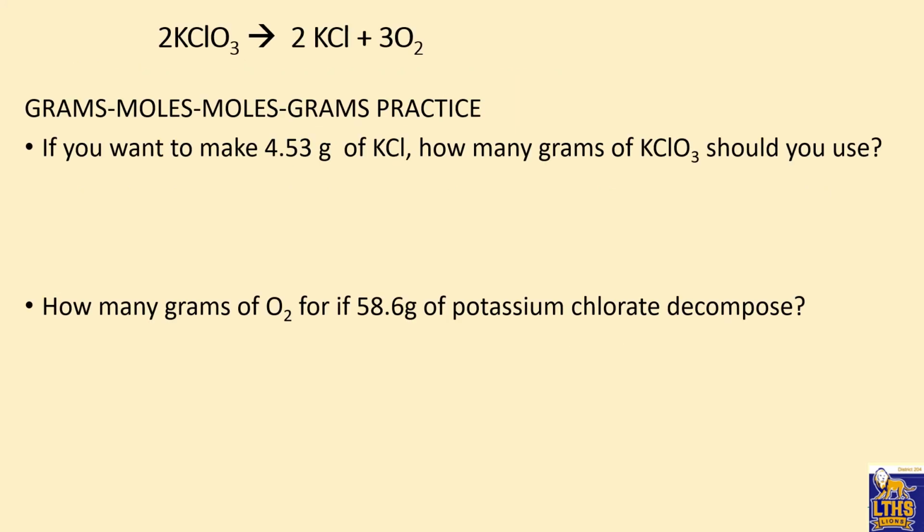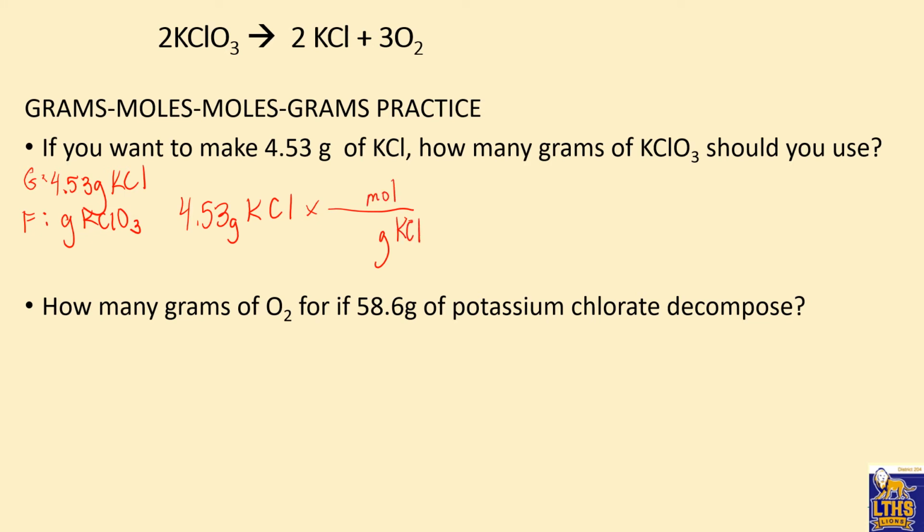Okay, next, grams to moles, moles to grams practice. This time we're given 4.53 grams of KCl. We're asked to find grams of KClO3. We can't change this into this unless we're in moles, but this is grams. So we have to use that step we learned about in the first unit with the mass from the periodic table. So grams KCl have to change into moles of KCl.